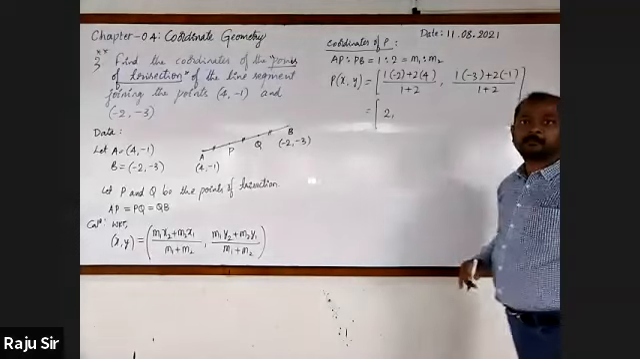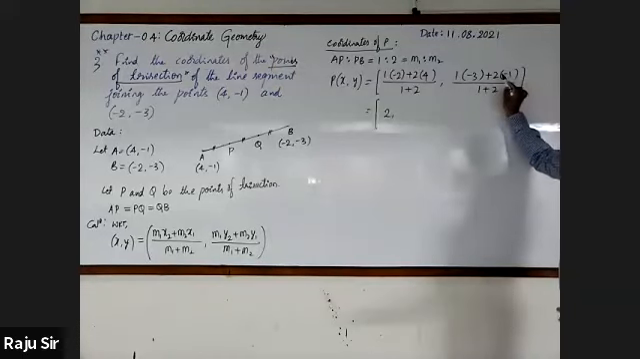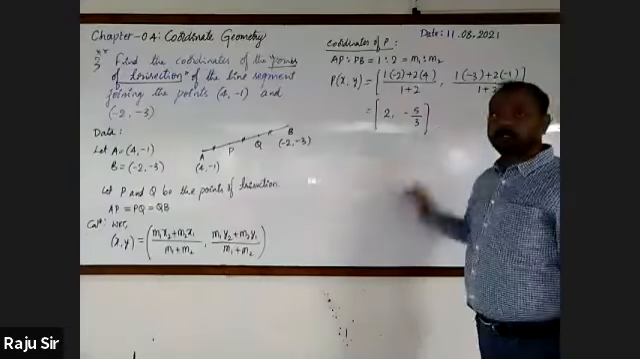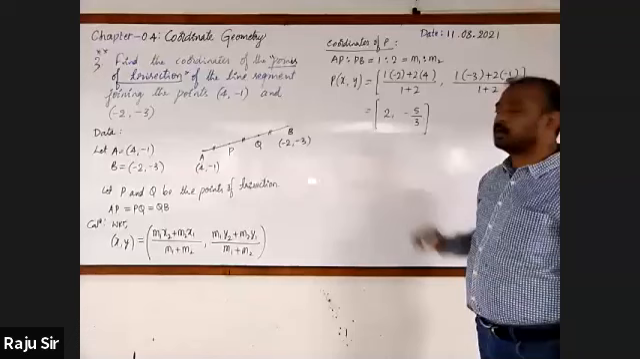Got same? Yes, sir. Next, the y-coordinate: 1 into minus 3 plus 2 into minus 1, that is minus 3 minus 2, minus 5. 1 plus 2 is 3. So we can write minus 5 by 3. So (2, minus 5/3) is the coordinates of P.